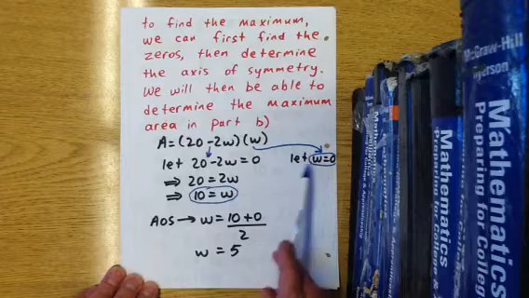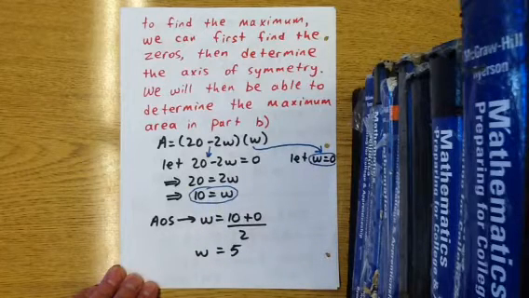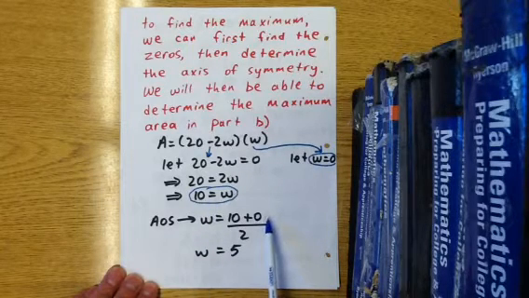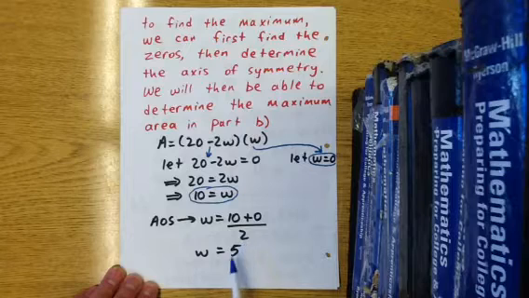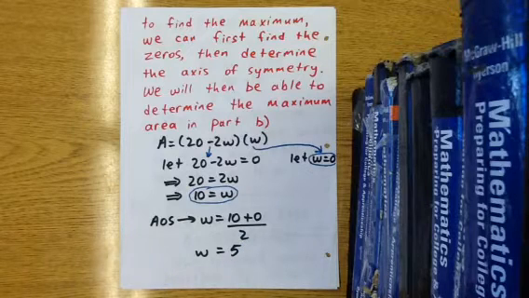What we want to do next is add these two together and divide by 2, and that's going to give us what we call the axis of symmetry of the parabola. So 10 plus 0 divided by 2 is equal to 5. Well, what we've just established is that the vertex occurs when W equals 5.